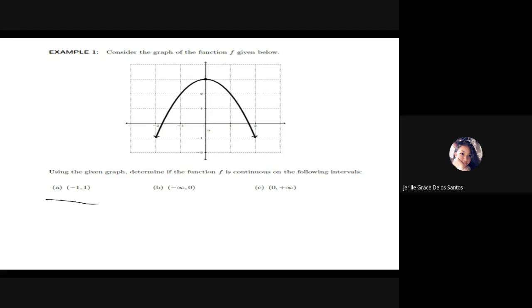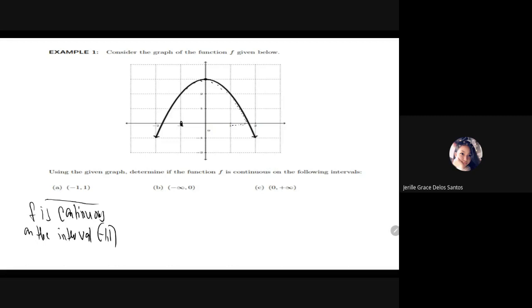Remember that when we say trace the right side of x is equal to c, here -1, we are tracing not from x is equal to c on the x-axis, but from the point (c, f of c) along the graph. I am pertaining to -1. So we can trace the graph from the right side of -1. Do we have a hole there? We trace to the left side of x is equal to 1 without lifting the pen. Then therefore, we say that f is continuous on the interval (-1, 1).